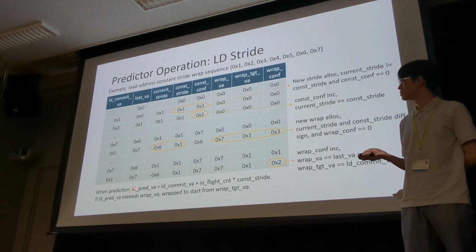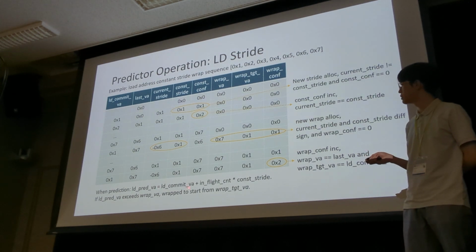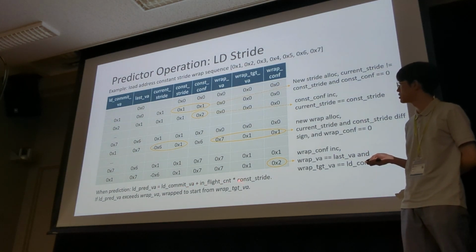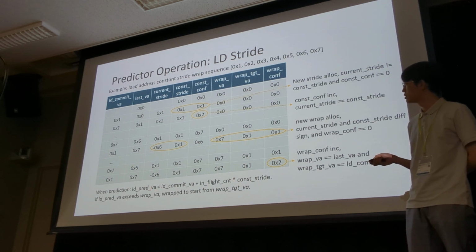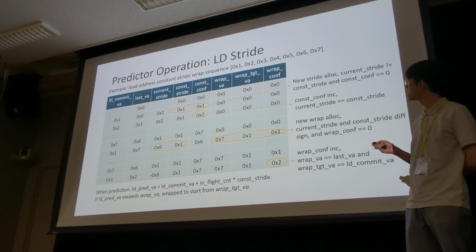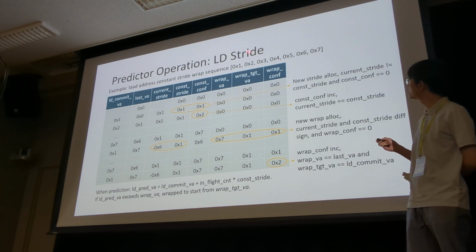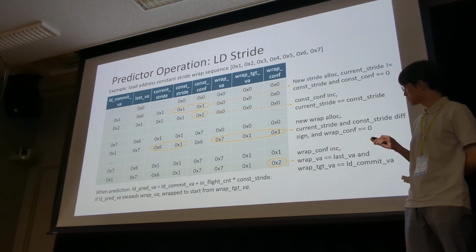So when predicting, the address can be predicted by the last committed address plus the inflight count multiplied by the constant stride. If the predicted address is larger than the wrap address, for example, the predicted address is 8, then you need to wrap and start from 1 again to predict the actual address.